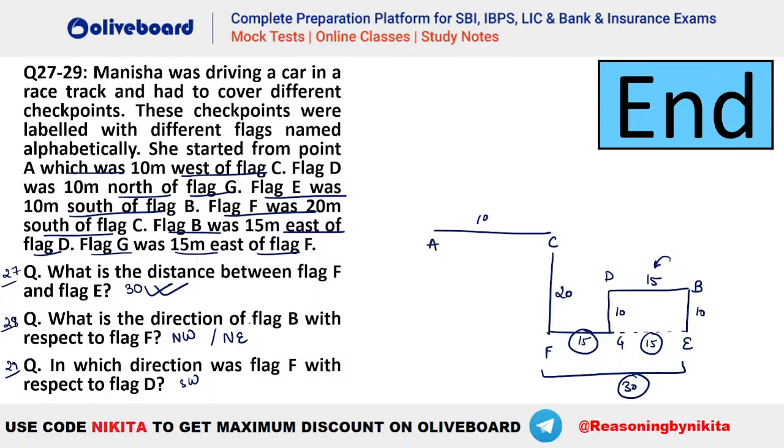Okay. What is the direction of B with respect to F? You can see B is here, F is here. So B with respect to F is your northeast. So northeast will be the answer here. What is the direction of F with respect to D? So F with respect to D here, you can see it's going to be your southwest, isn't it? So southwest is absolutely right. So absolutely right answer is 30, northeast and southwest.